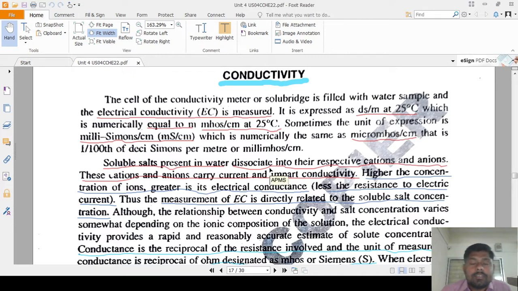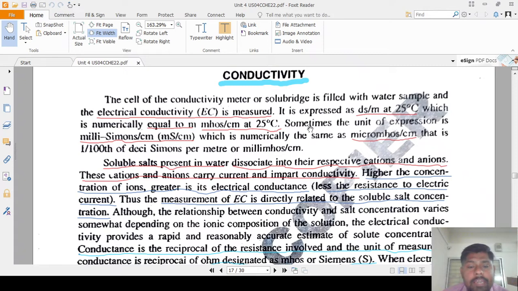The factor conductivity is the important factor. Here electrical conductivity is measured for analysis of the water. For that, a conductometer instrument is used. The cell of the conductivity meter or the salt bridge is filled with the water sample and the electrical conductivity is measured. The expression of that measurement is decisiemens per meter at 25 degrees Celsius, which is numerically equal to millimho per centimeter at 25 degrees.